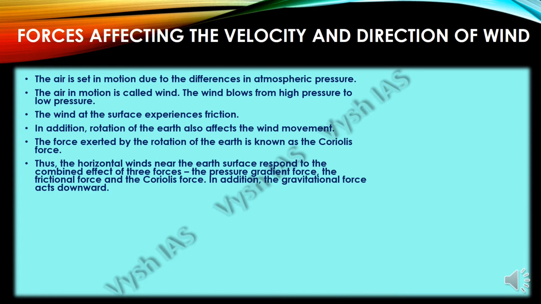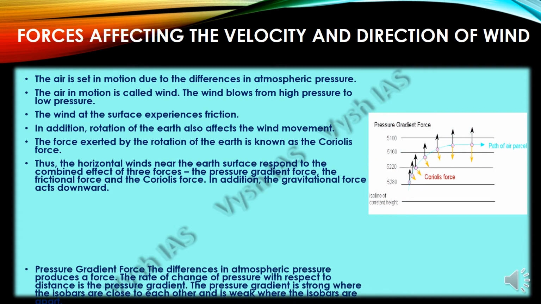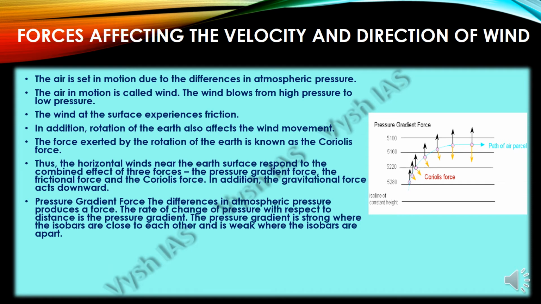The horizontal winds near the surface of the earth respond to the combined effect of three main forces: the pressure gradient force, the Coriolis force, and the frictional force. Along with this, there is the gravitational force, which acts downwards. As you can see, this is the pressure gradient force, and differences in atmospheric pressure produce a force.